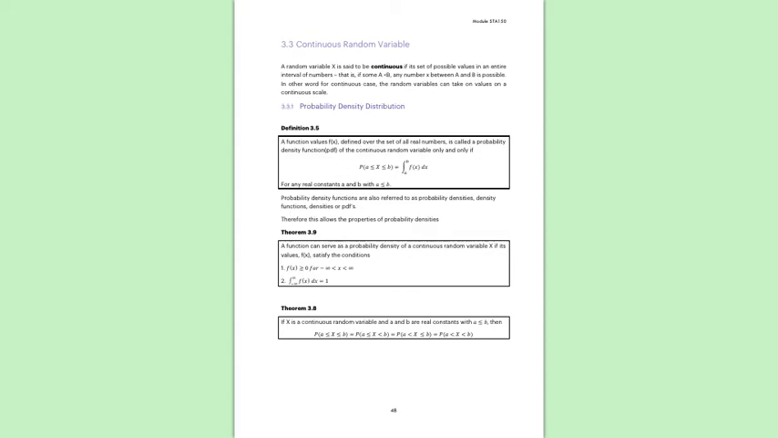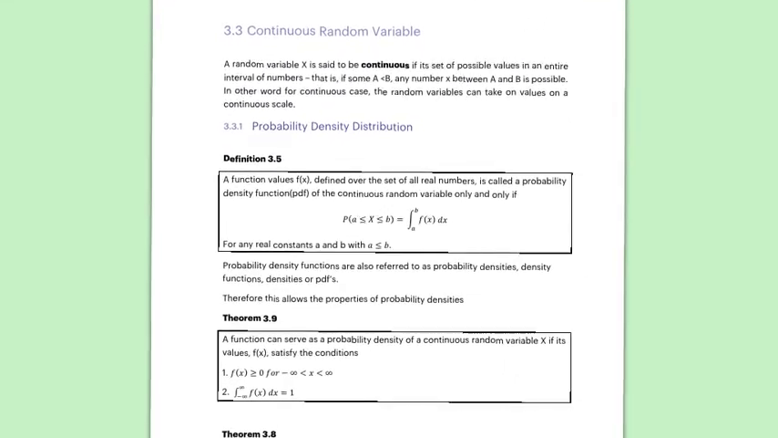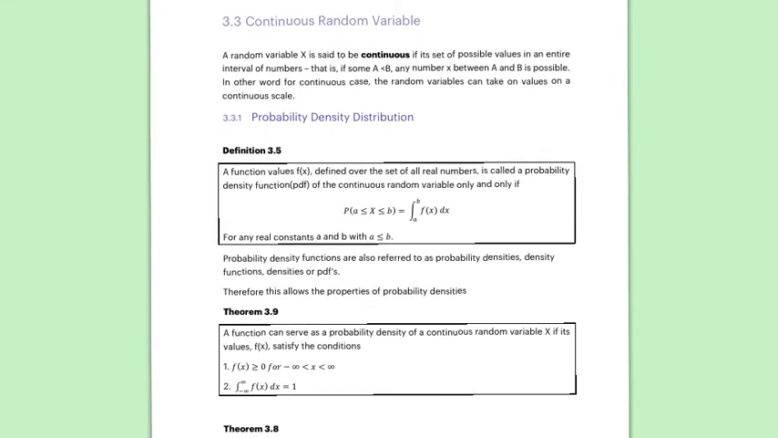Today we are going to learn about continuous random variables. First of all, a random variable is said to be continuous if the set of possible values is an entire interval of numbers. For example, if a is less than b, any number between a and b is possible. In other words, for the continuous case, the random variable can take on values on a continuous curve.